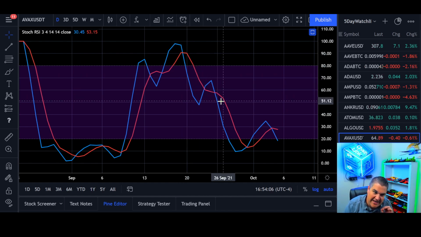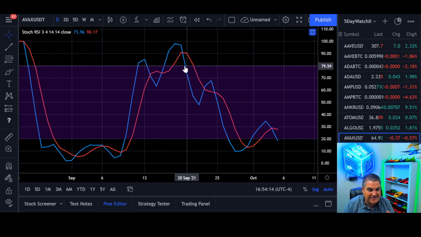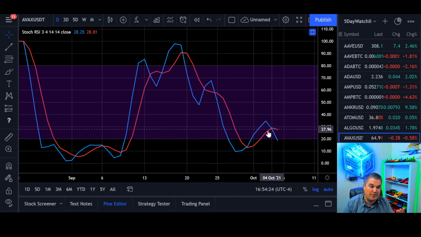This is why AVAX has had a little bit of trouble. If you're wondering why is AVAX not moving in the past several days, several weeks, this is why. What is the stochastic RSI? Well, it's based on the RSI, which is based on price, but the stochastic RSI is based on the RSI, and that is your momentum. You could think of it as momentum.